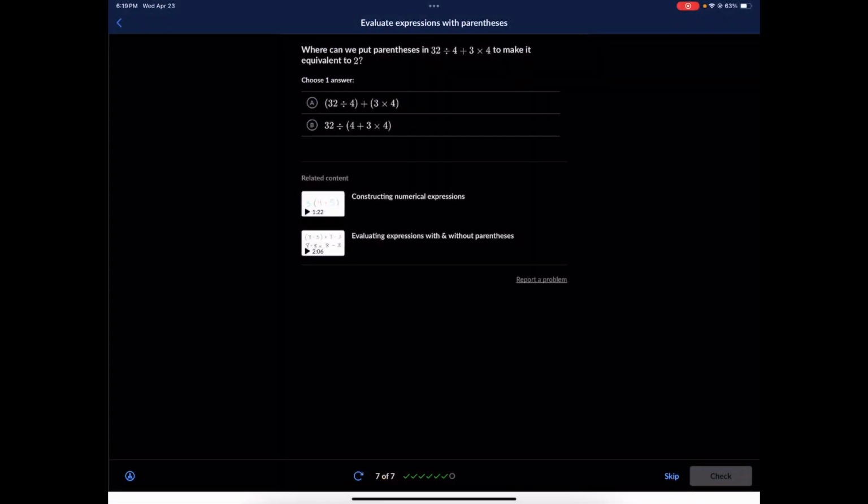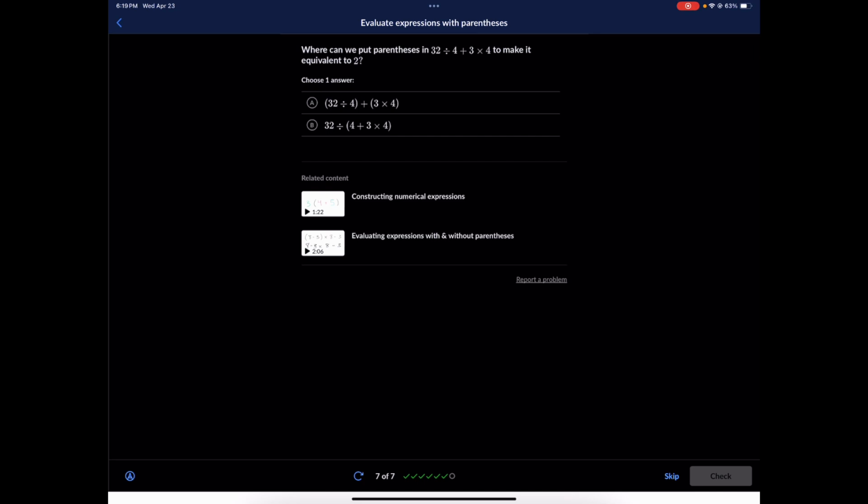Okay, welcome back. We just had a little bit of technical difficulties there. So let's go ahead and just move on to where we left off. Where can we put parentheses in 32 divided by 4 plus 3 times 4 to make it equivalent to 2? So let's see here. We got 2 options here.